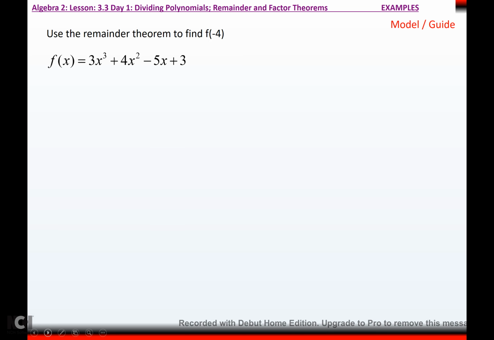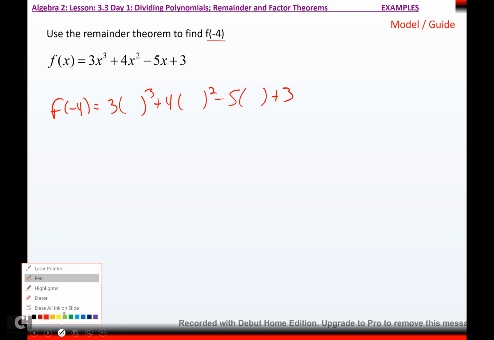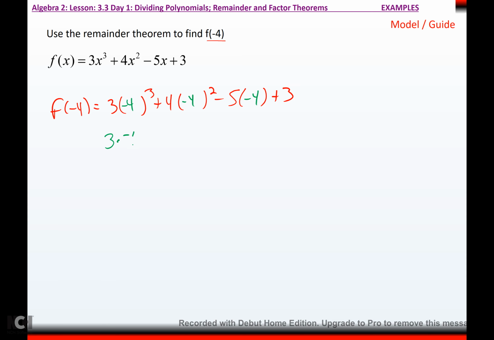Alright, so it says use the remainder theorem to find f of negative 4. You literally copy your function and you replace all of your x's with negative 4's. And if I take negative 4 cubed, I get 1 times negative 64, plus 4 times positive 16, positive 20, positive 3. These two, that's negative 64 plus 64 plus 20 plus 3.